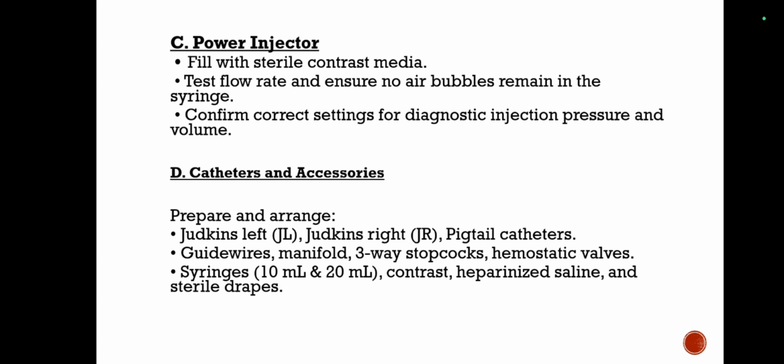Catheters and accessories. So next we have to prepare the catheters. Usually we use catheters like Judkins left, Judkins right, pigtail catheters, and we also use Amplatz right and Amplatz left catheters too. The next are the guide wires, manifold, three-way stopcocks, hemostatic valves. Then we use syringes like 10 ml, 20 ml syringes, contrast, heparinized saline, and sterile drapes.